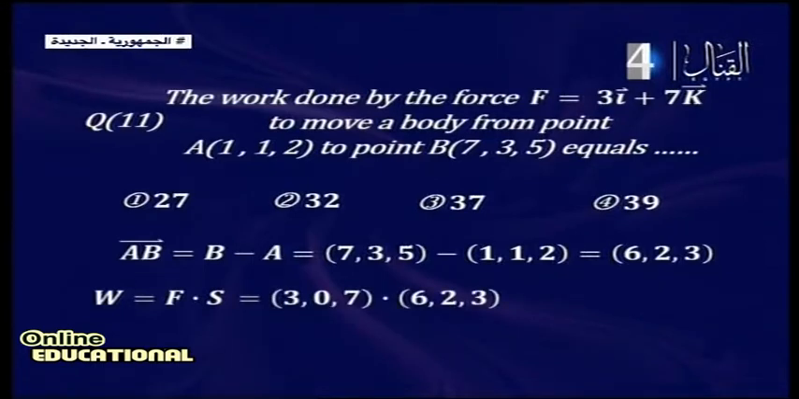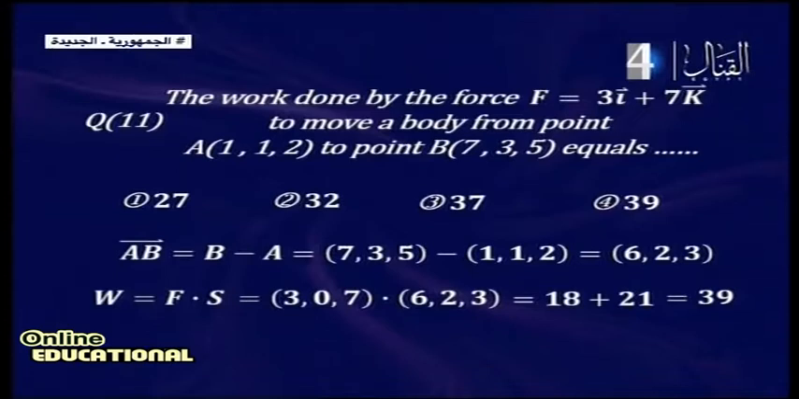F dot S, what is the S? The vector AB. What is the F? 3, 0, 7. This is the components of the force. Therefore, 3 times 6 plus 0 plus 21. My dear student, 18 plus 21 equals what? 39. Then, this example is very important.